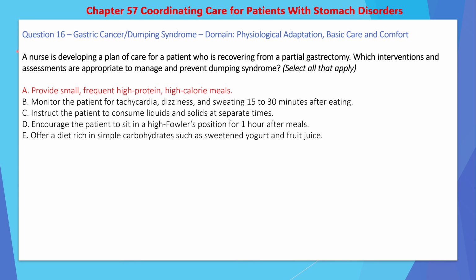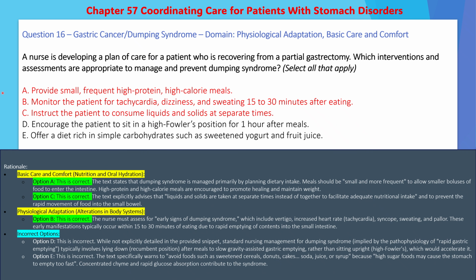Correct answers are provide small, frequent, high protein, high calorie meals because it's a gastrectomy. Monitor the patient for tachycardia, dizziness, and sweating 15 to 30 minutes after eating. Instruct the patient to consume liquids and solids at separate times. So these are the correct answers, A, B, and C, and why. So here is the rationale.